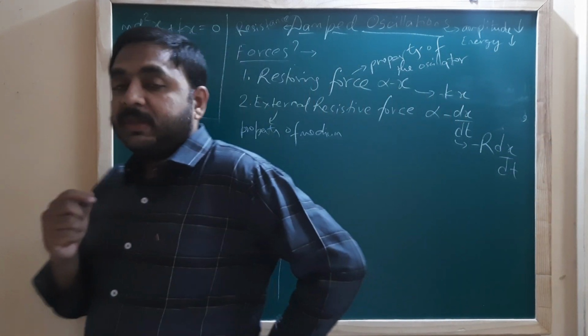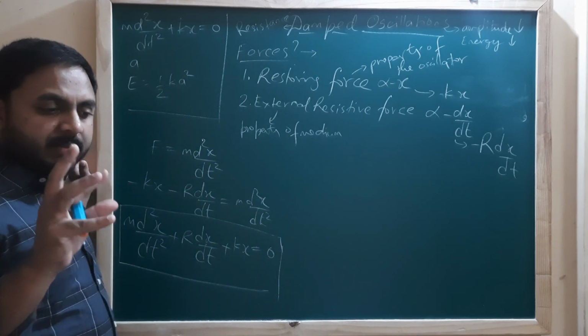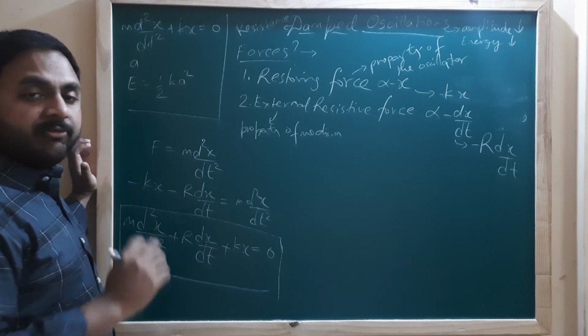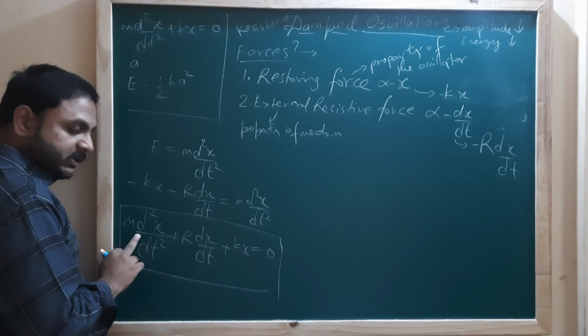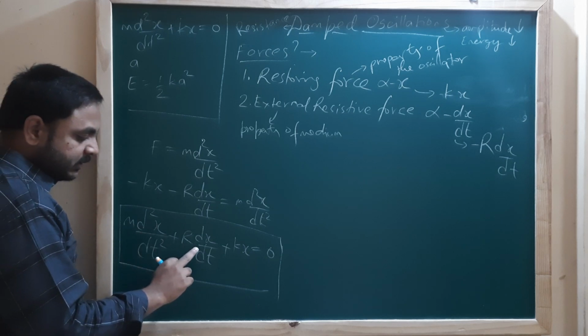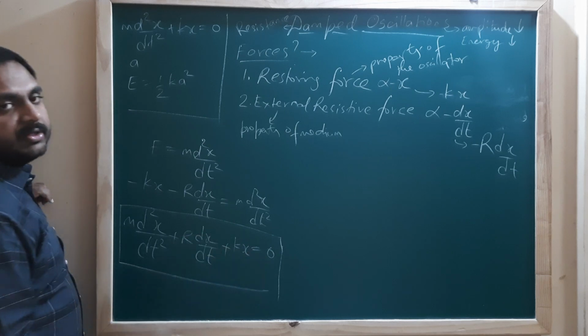As I said before, any equation that you write in physics, you should know what is written and you should be able to find out information from that equation. So what is this equation telling you? The net force plus the damping force plus the restoring force should be equal to zero.